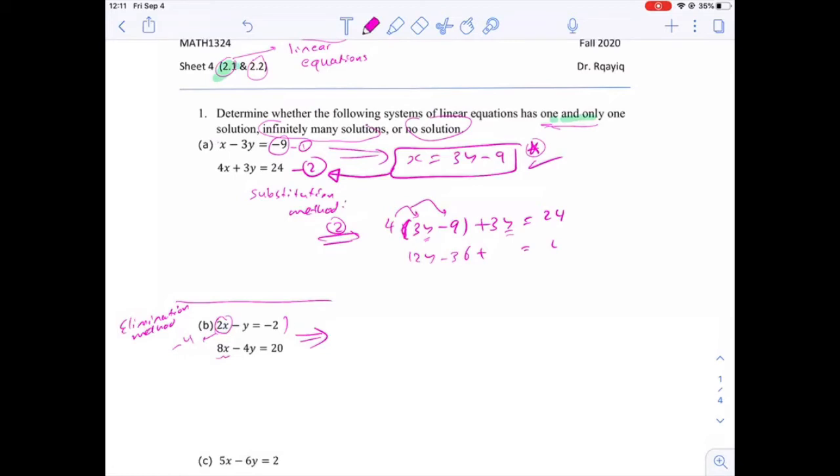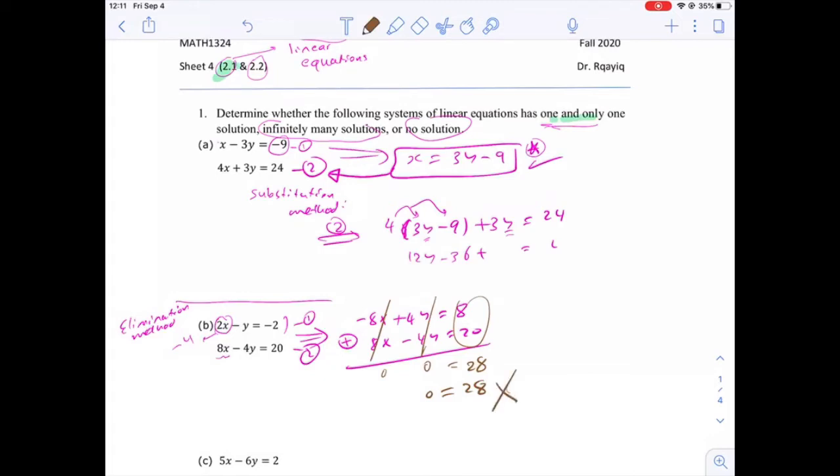So the first equation becomes -8x. We multiply each term by -4. And the second equation is still the same. Then we add. So after adding those, this is 0, but this is 0 as well. And on the right hand side we have 28. So 0 equals 28. Is that correct or true statement? No, this is not a true statement.